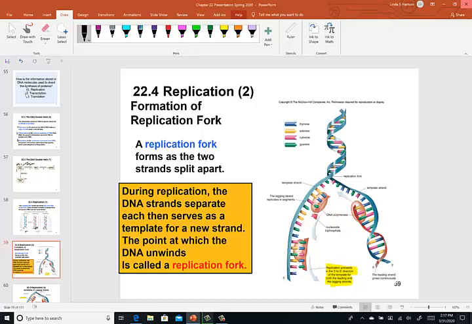We're going to introduce a term called a replication fork. So during this process called replication, the DNA strands separate and then each serves as a template for the new strand. And that point in which the DNA unwinds is known as the replication fork. So thinking about what we're saying is, notice up here, the strand is still together. When it unzips, hydrogen bonds have broken.